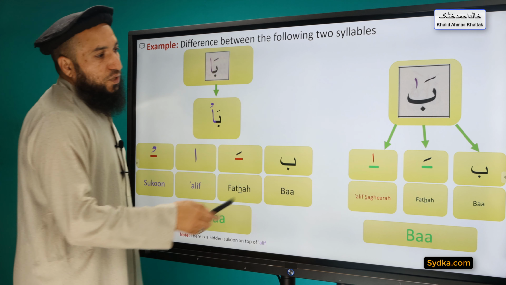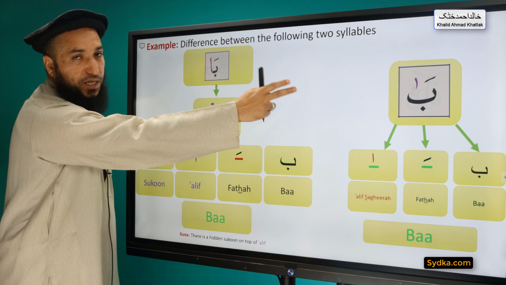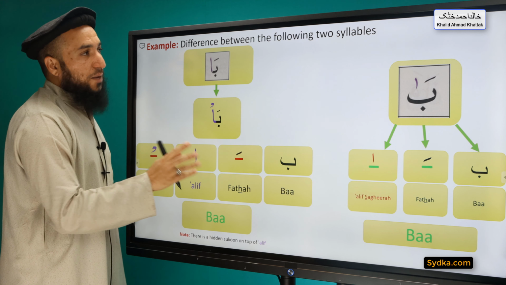Another difference we need to know is whenever we have this structure and this structure, the lengthening is the same, two counts. Ba fatha alif saghira ba, which we studied in the previous lessons, and ba fatha alif sukoon ba. So only the writing is different, but the pronunciation or the lengthening is the same.